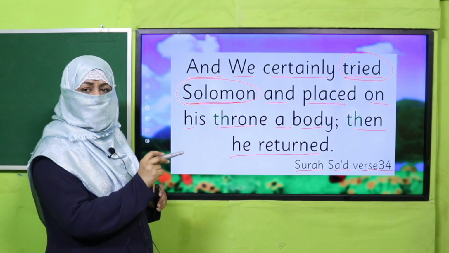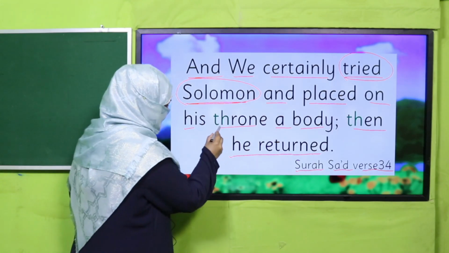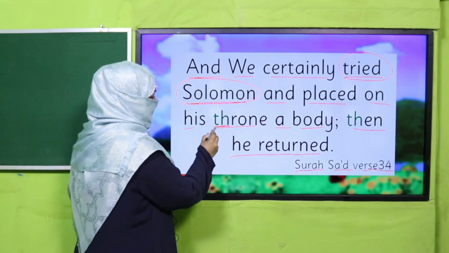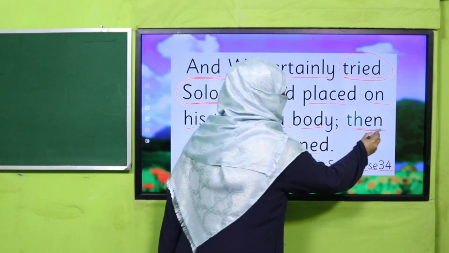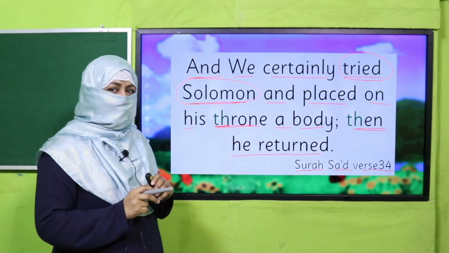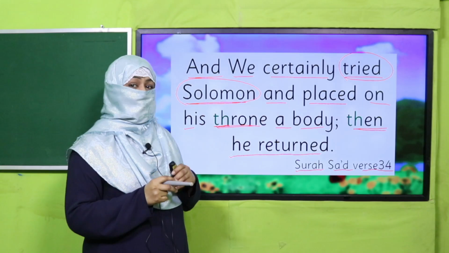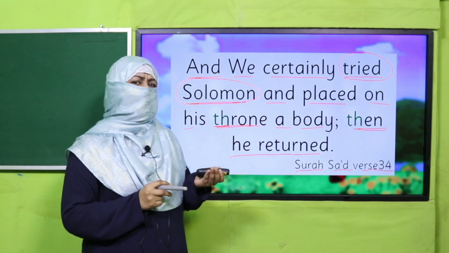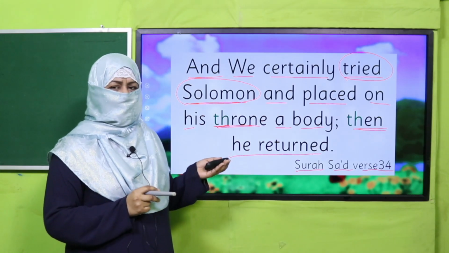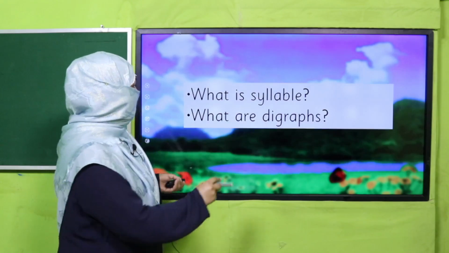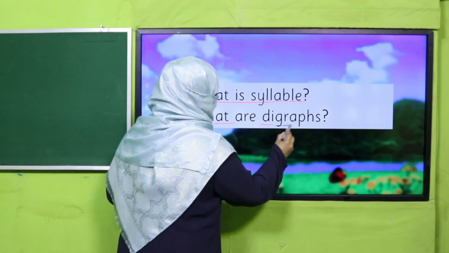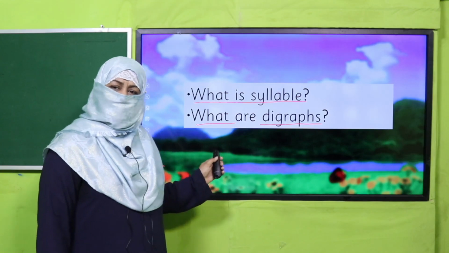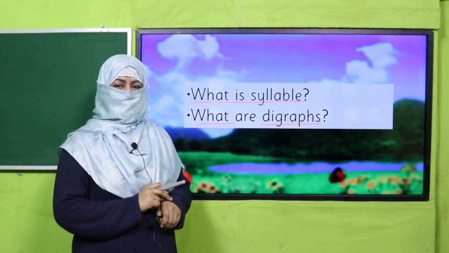So what I want you to focus on here is these two letters, T and H, but I'm reading them as in "throne" and "then". These two letters together are making a different sound. Do you remember what this type of sound and letters is called? Then tell me what a syllable is and what digraphs are. Answer these two questions to your teacher, then come back.